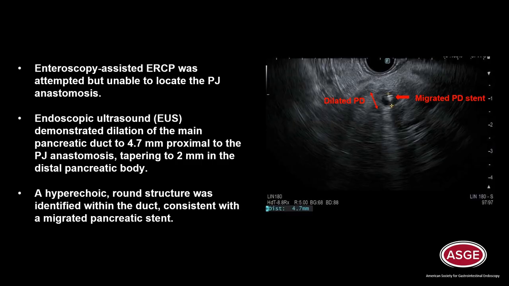Enteroscopy-assisted ERCP was attempted, but we were unable to locate the pancreatico-jejunal anastomosis. Endoscopic ultrasound demonstrated dilation of the main pancreatic duct to 4.7 mm proximal to the PJ anastomosis, tapering to 2 mm in the distal pancreatic body. A hyperechoic round structure was identified within the duct, consistent with the migrated pancreatic stent.